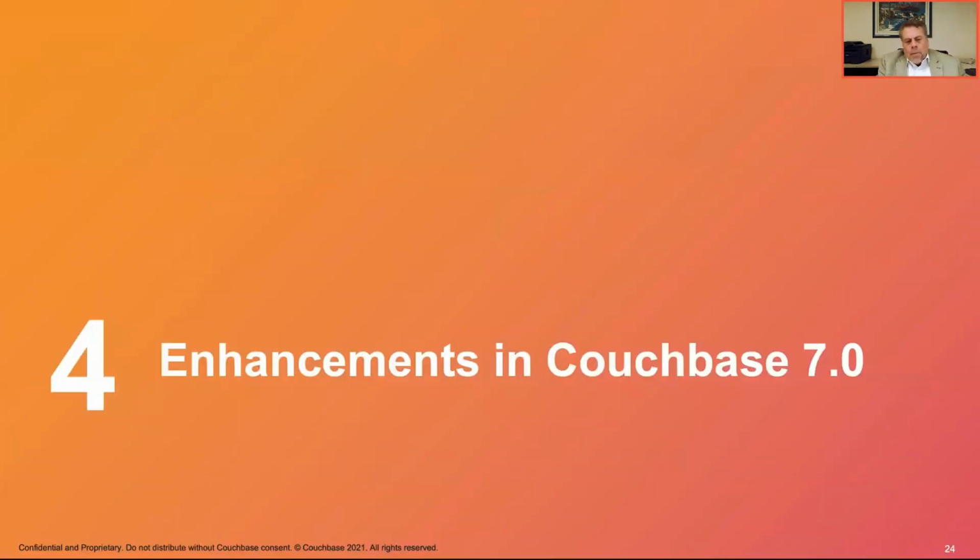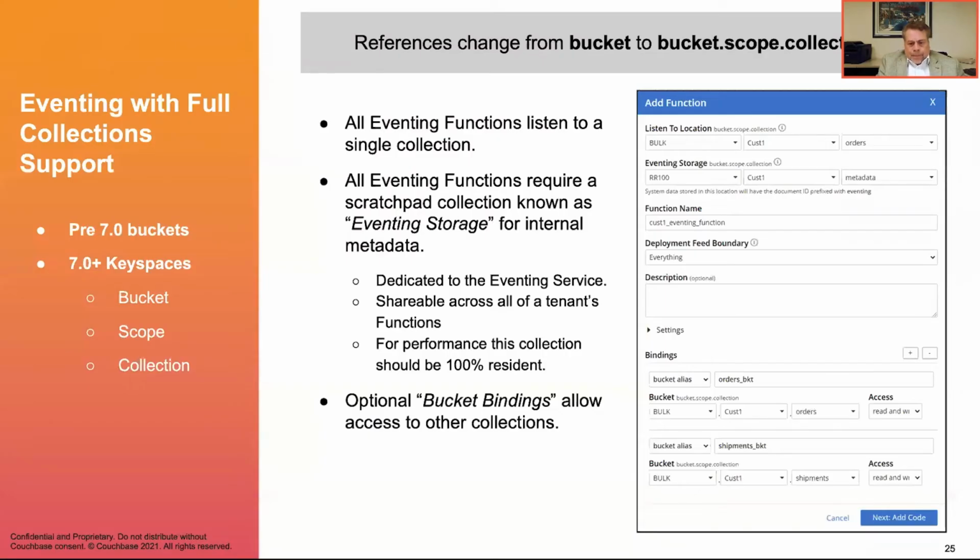Now, moving right along, the enhancements in Couchbase 7.0. All eventing functions now listen to a single collection, and a collection is part of a keyspace. Keyspaces are bucket, scope, and collection. As we can see in the upper right, we have a bucket bulk, keyspace cust1, and collection orders.